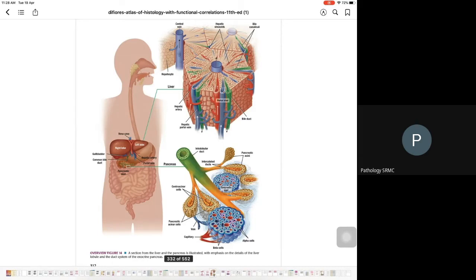On the upper image, they have shown liver. In that, they have labeled hepatocyte, central vein, hepatic sinusoids, bile canaliculi, portal triad, bile duct, hepatic portal vein, and hepatic artery, sir. And below in the pancreas, they have labeled pancreatic acini, intercalated ducts, intralobular ducts, and below they have labeled centroacinar cells, pancreatic acinar cells, vein, capillary, beta cells, and alpha cells, sir.